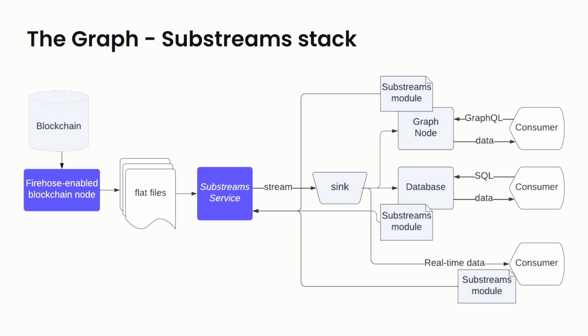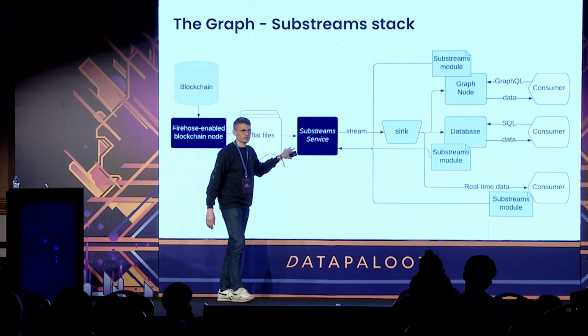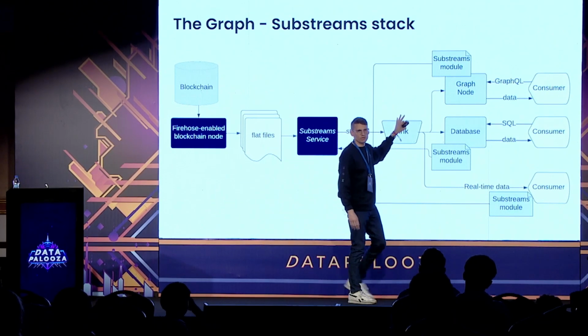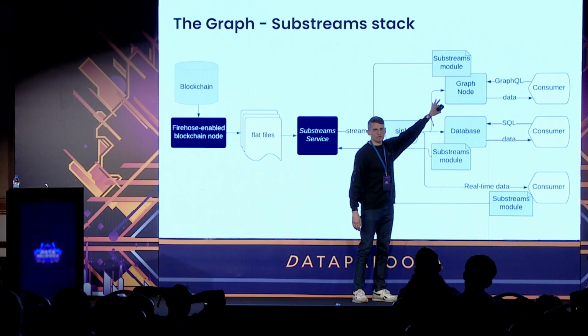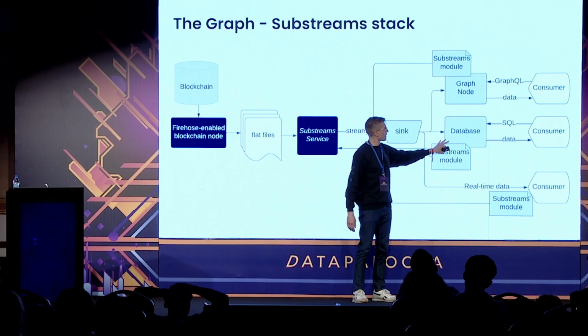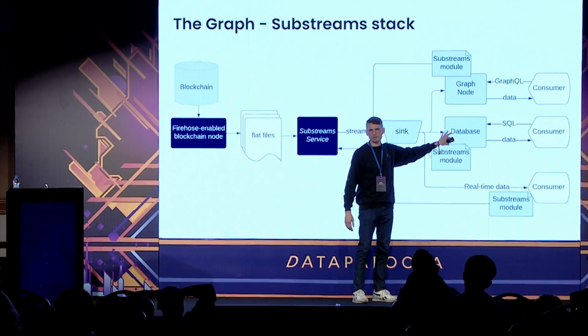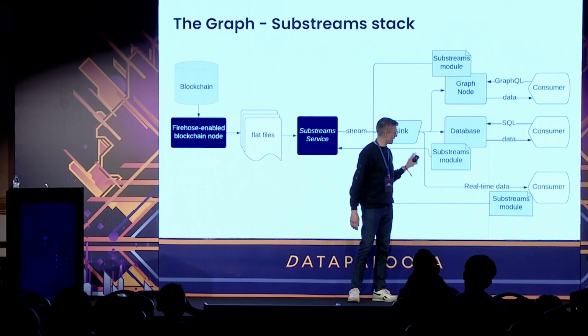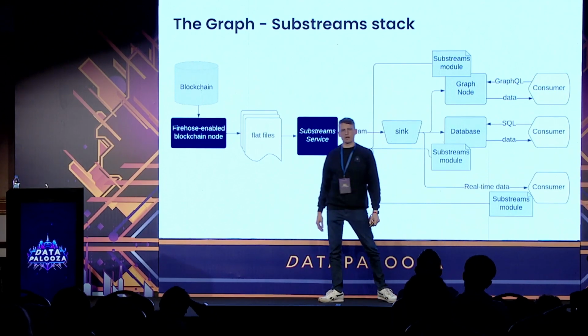So you write your substreams module in Rust, and then it gets compiled into WASM. That WASM then gets sent to this thing called a substream service, which sits alongside these binary flat files, and they can quickly process the data. And so you can write substreams modules for GraphQL applications. This is what we would call substreams-powered subgraphs. You can sync the data straight to a database for querying with SQL, or you can also just stream the data out in real time.